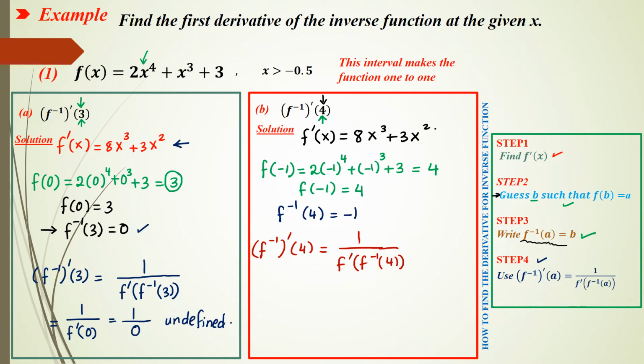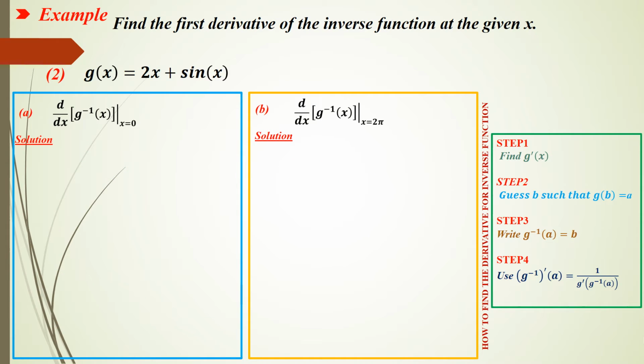Now f inverse of 4 equals -1, so this equals 1 over f prime of -1, and f prime of -1 means you have to plug in the value x equals -1 in the derivative function, and you will get 1 over 8 multiplied by negative 1 cubed, equals negative 8. Negative 8 plus 3 equals negative 5. So this is the derivative of the inverse function at x equals 4.